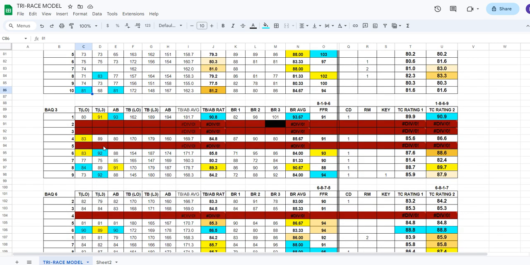Okay, race number 3. Race number 3, 9 runners. Again, just looking at where these horses are showing up in blue.